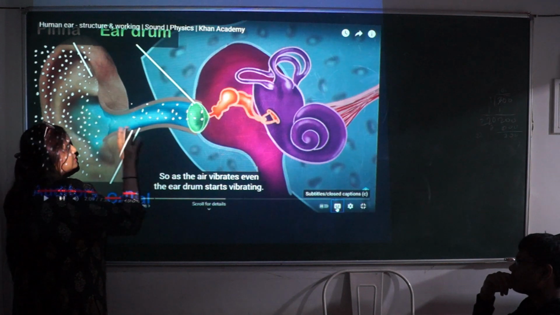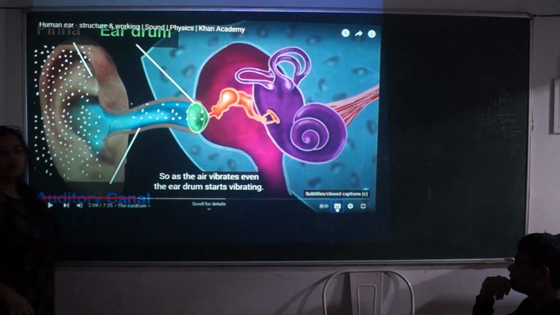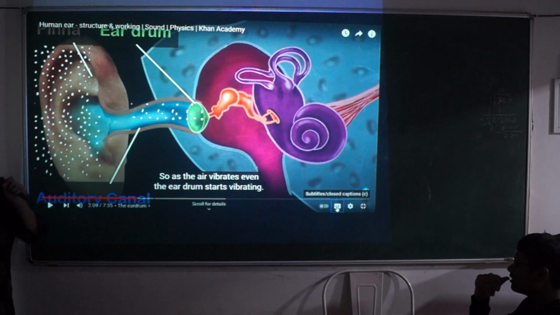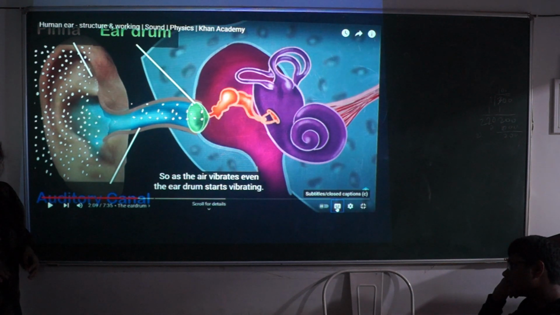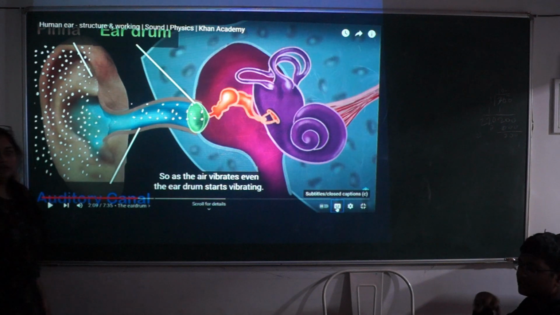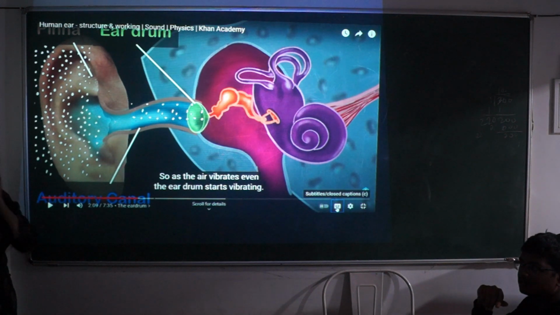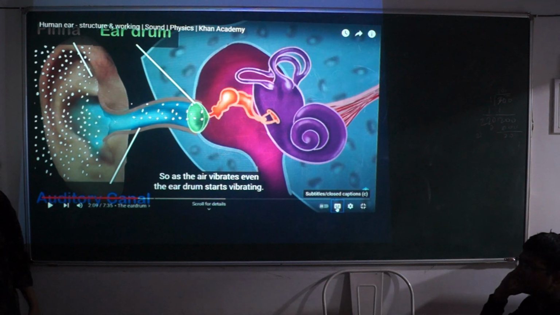you are told not to insert anything pointed because if by any chance, by accident, it pierces this, it will rupture the tympanum. And once the tympanum has ruptured, do you think it will set into vibration? It will not. A drum or a tabla, if you completely rupture its membrane, can you play it then? So you can't hear. So basically when this pierces or ruptures, your hearing capacity reduces or is lost.